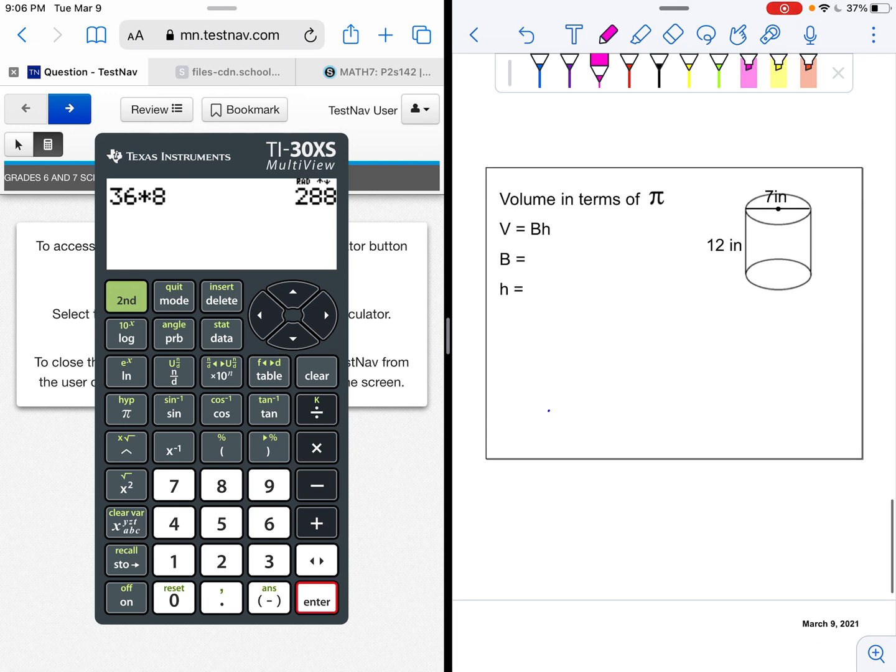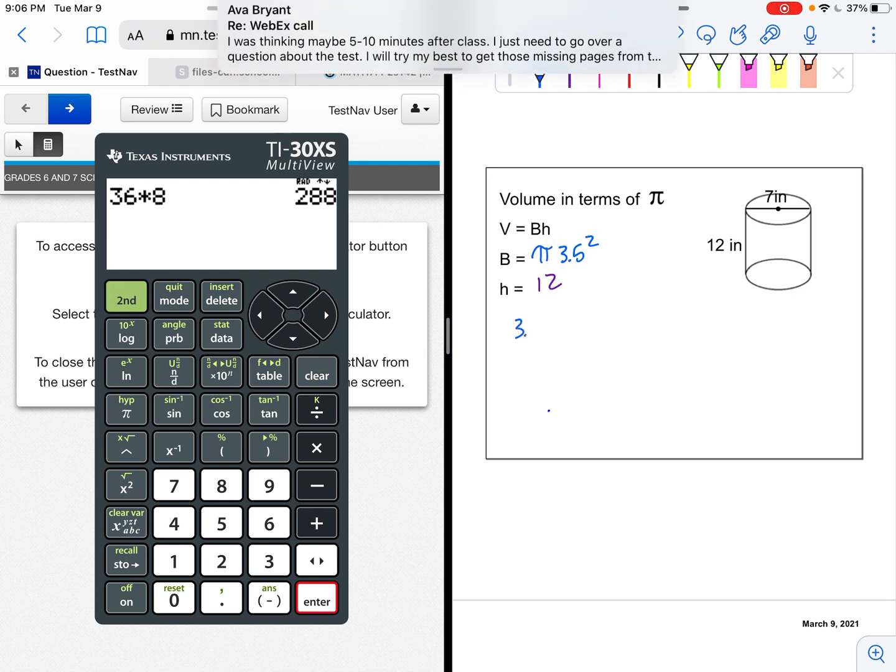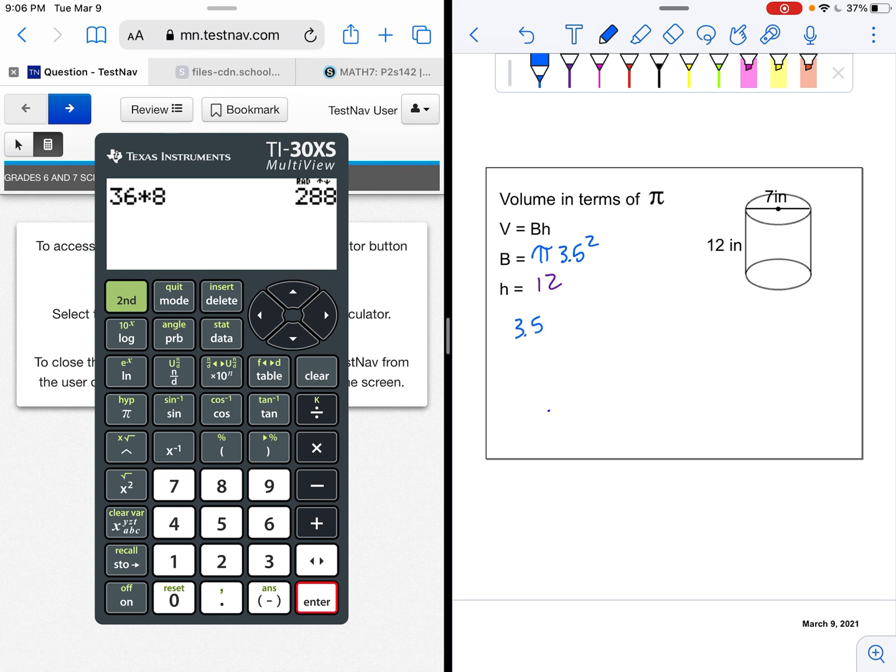So here's one more in terms of pi. Let's look at the base. This time I gave you diameter is 7, which means radius is 3.5. So we're going to do pi radius squared. And then height is just height. So we'll come down here, and again, I'm going to move that radius to the front. My height is 12. So here we're going to do 3.5 squared times 12, and I'm going to end up with 144 pi inches cubed.